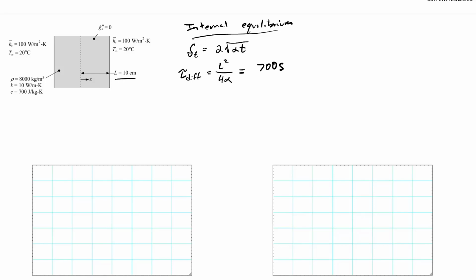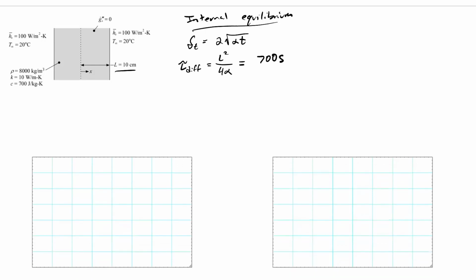So what is that saying? That is saying that when I turn off that electricity, the center line, where the condition is changing at the boundary and we're losing generation, is not going to see that change in the external condition for about 700 seconds. So it takes that amount of time for the heat, or the cool, to diffuse in. That's the diffusive time constant, and then external equilibrium.